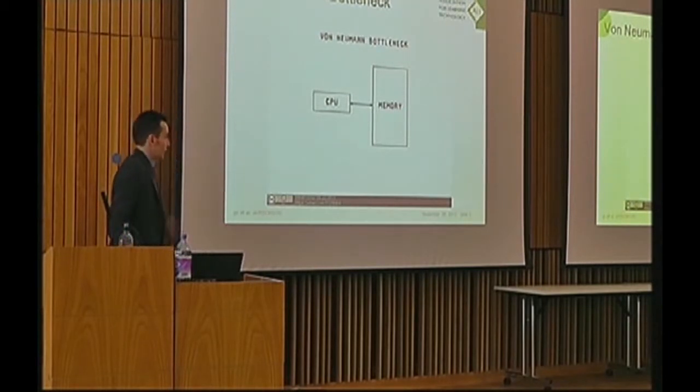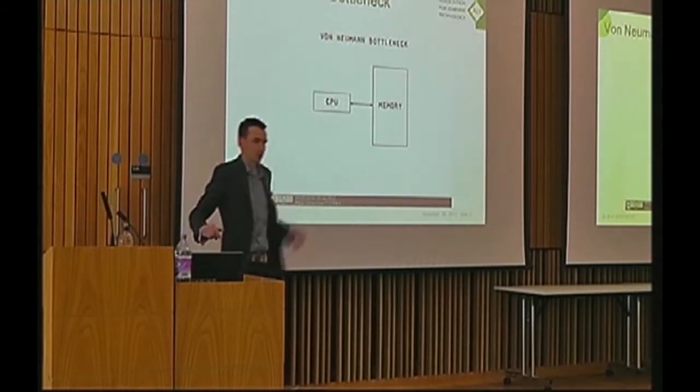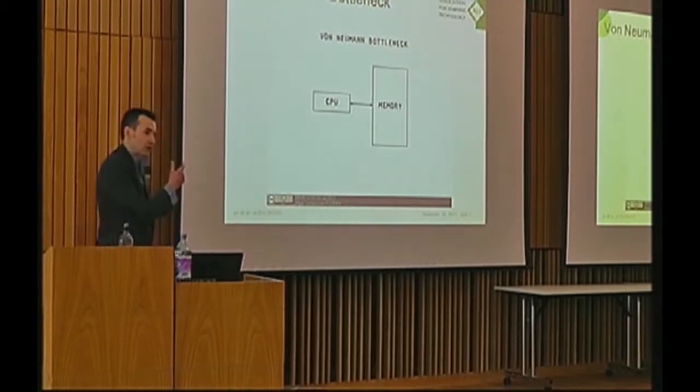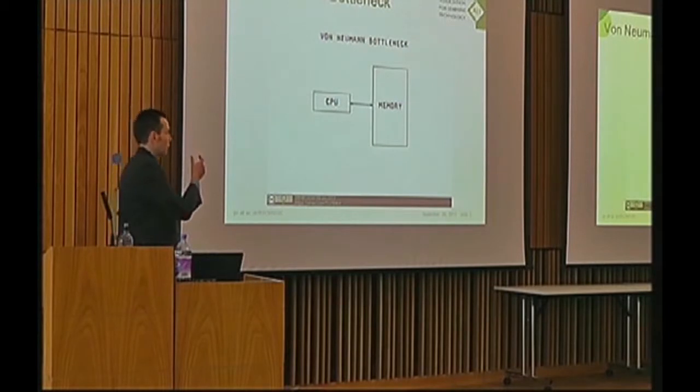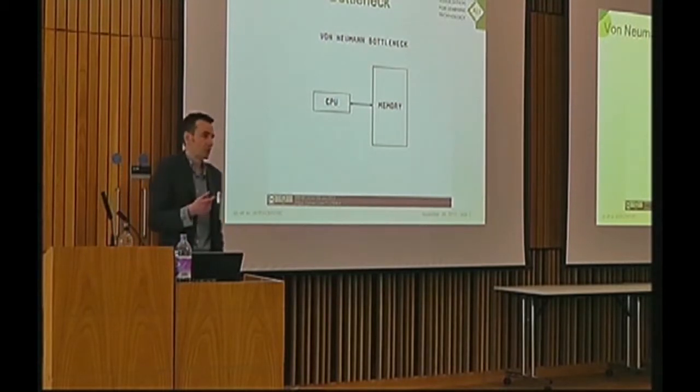One of his examples is the architecture of the computer. You've got a processing unit, you've got memory, and you've got this single connection between the two. And that's something that we live with today. We've got a bottleneck, essentially.